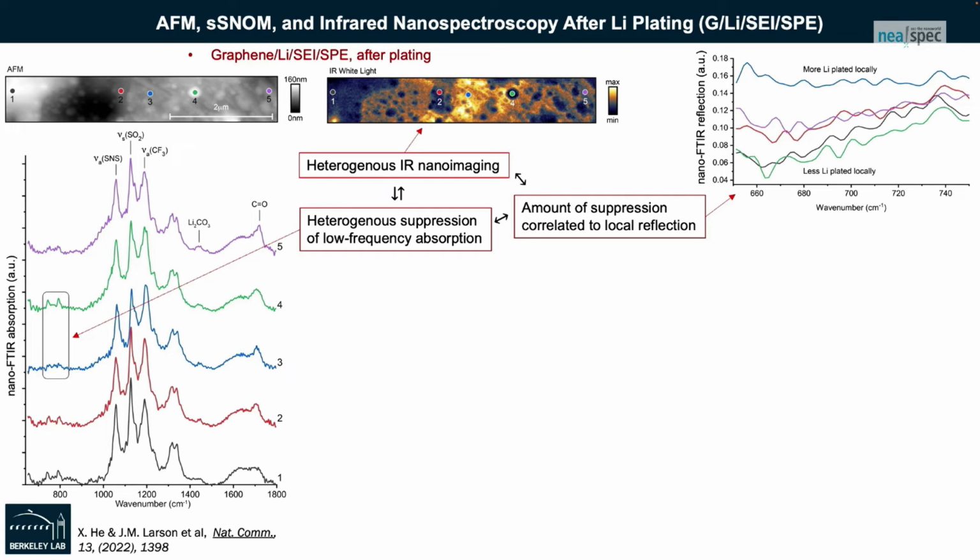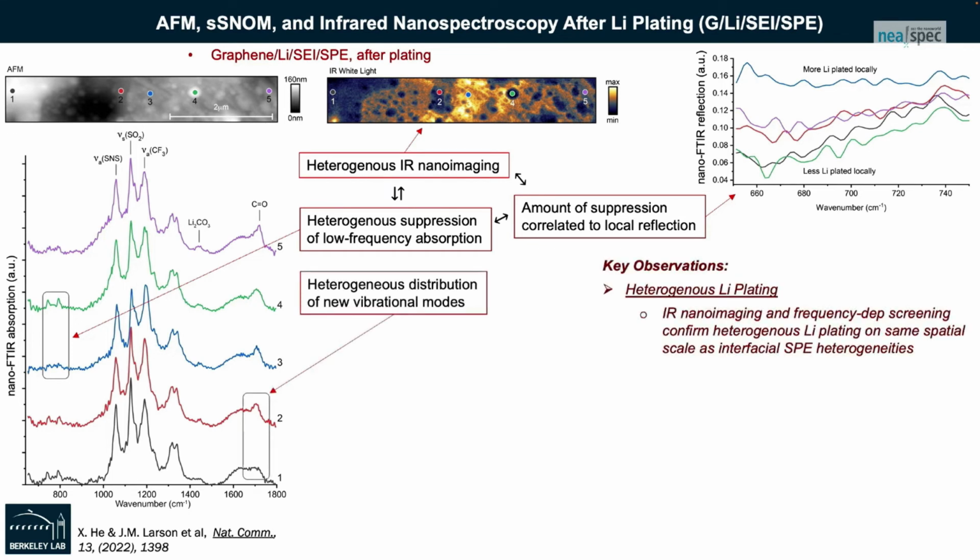Another finding was the emergence of new vibrational modes. This is just an example here for C double bond O, but what this tells us is that an SEI is forming in an inhomogeneous way, and/or that there is inhomogeneous electrolyte decomposition.